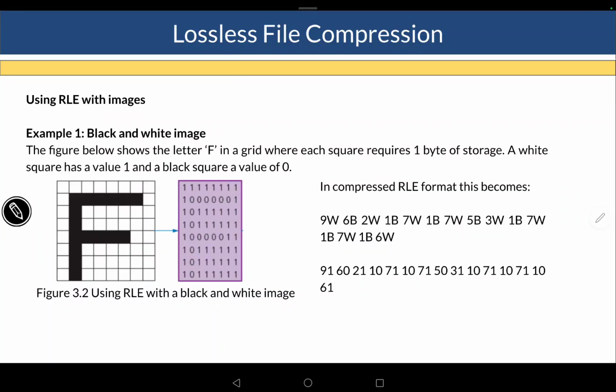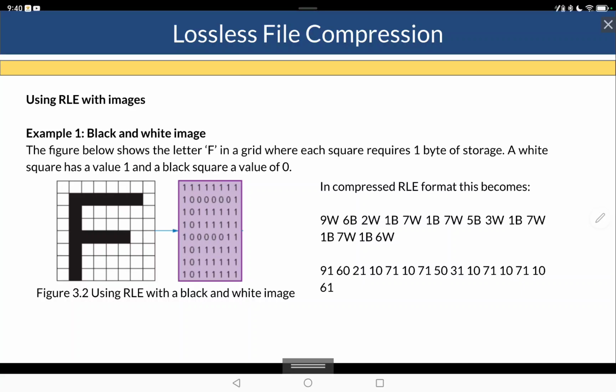Let's see an example of RLE with images. Looking at this image, we want to save the letter F, and one box represents 1 byte. A white has a value of 1 and a black has a value of 0. Each box is 1 byte, so that means we would have 1, 2, 3, 4, 5, 6, 7, 8, and then 1, 2, 3, 4, 5, 6, 7, 8. So 8 times 8 will be 64 bytes.